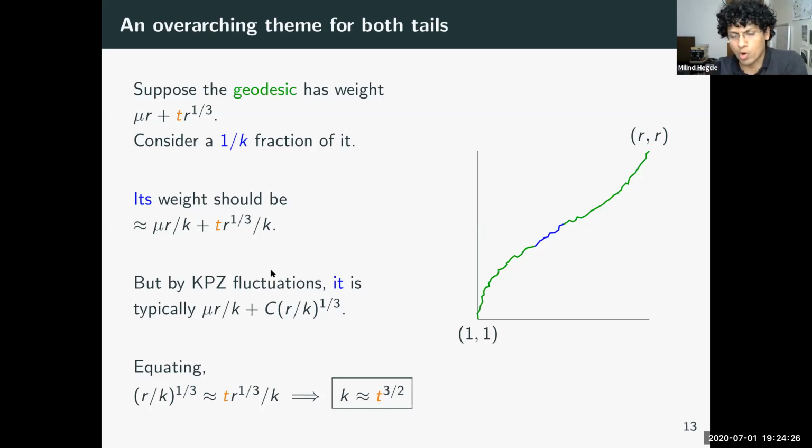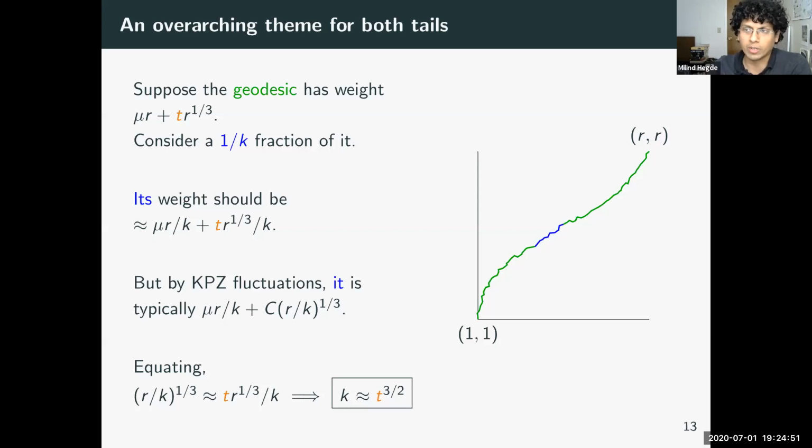And if you do that, if you equate the two things, ignoring the constant c, you see that you want (r over k) to the 1/3 to be approximately t times r to the 1/3 over k. So you equate it, you cancel out r to the 1/3, you bring the k over to the left-hand side, you get k to the 2/3 is roughly t, so k is roughly t to the 3/2. So this is the scale we're going to look at things.